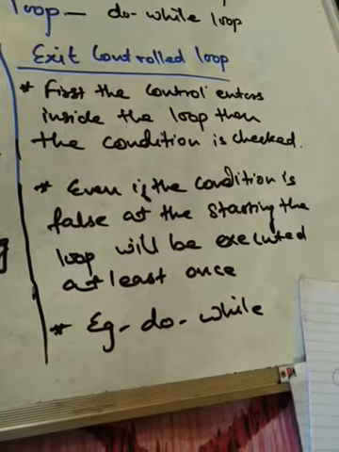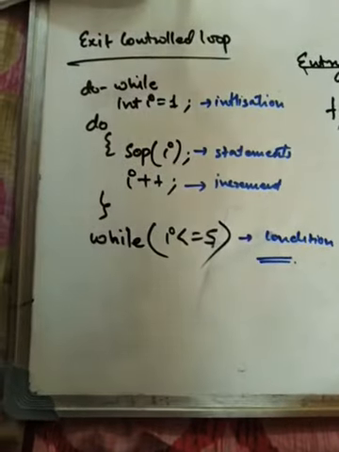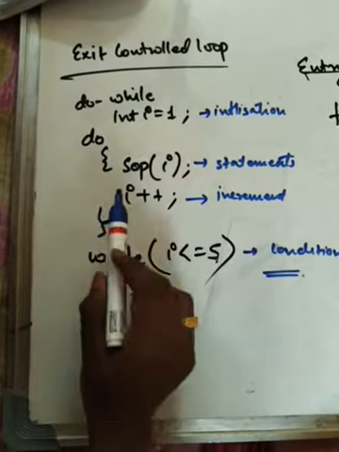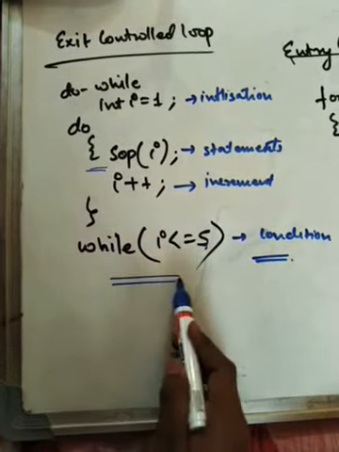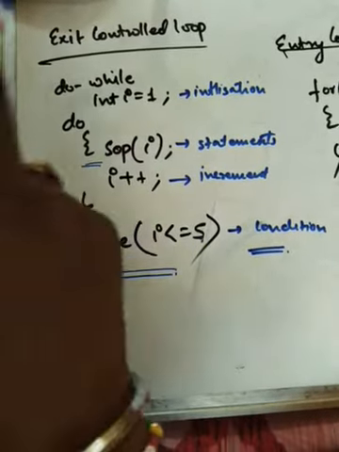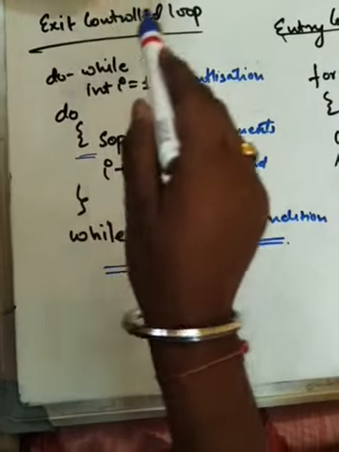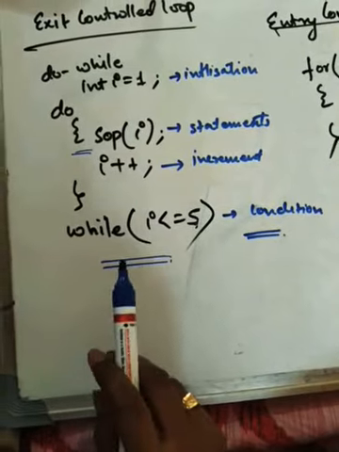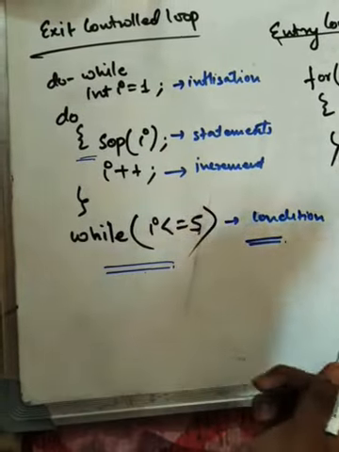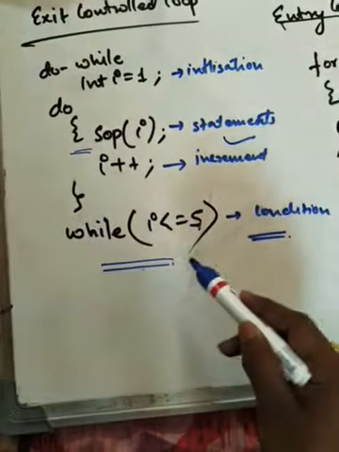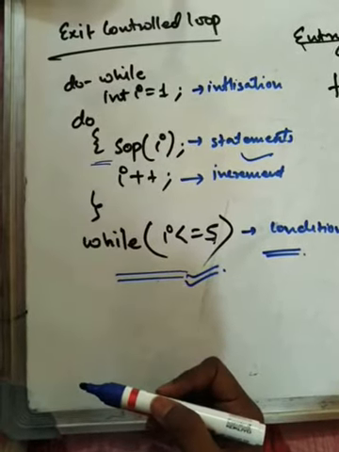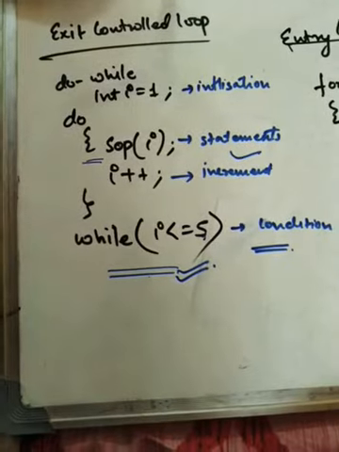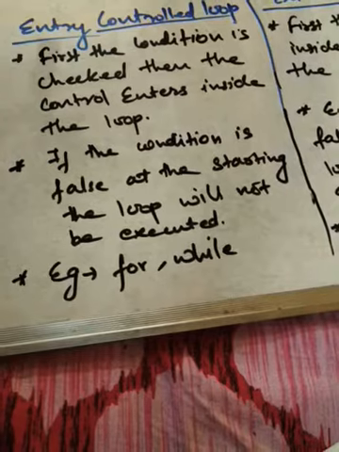Okay, if you see in this example of exit control loop, first the control will enter inside the loop, then the condition is checked at the last. Before that, it will first go to initialization, then the statements will get executed without checking the condition. So first the statements get executed, then the condition is checked. This is what happens in your exit control loop. Clear? Now we go to the next point, the second point.